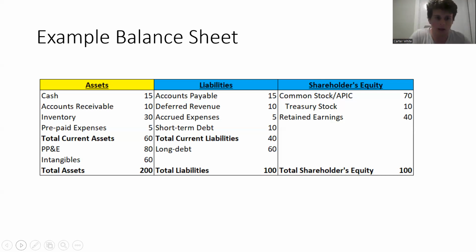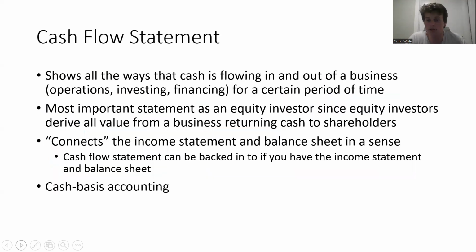Both things are happening. So the cash flow statement, this is actually what most people would say is the most important statement, because we as investors care about cash flows. Cash flow statement is just showing all the ways that cash is flowing in and out of the business operationally through its investing and financing for a certain period of time. The most important statement as an equity investor, since equity investors derive all value from business returning cash to shareholders. So obviously, like I said, we care a lot about how cash is flowing in and out of a business.